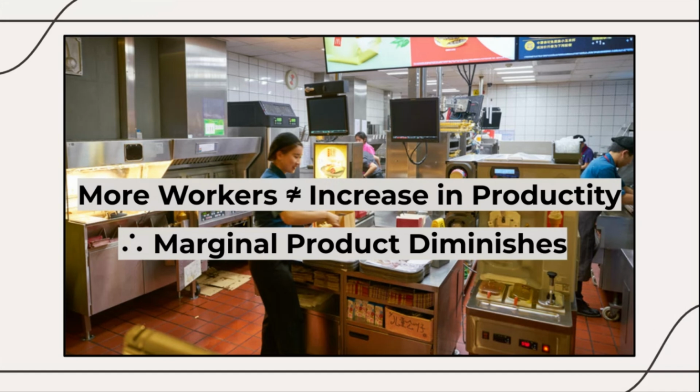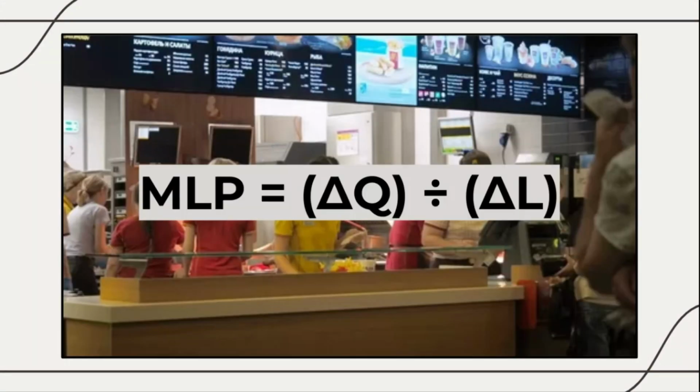We can describe this with a simple calculation. The marginal product of labor, or MPL, is the change in the output divided by the change in labor. Essentially, how much more we produce by adding one more worker.